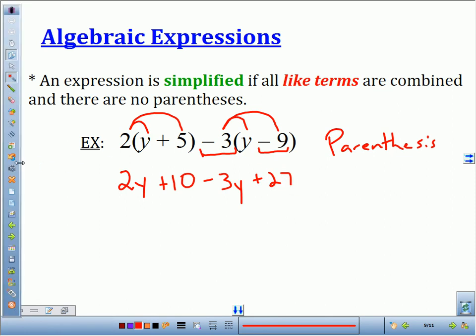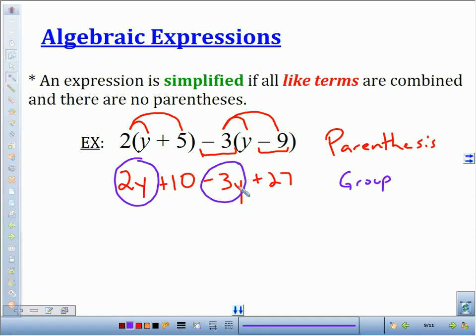Now, I might want to group these together. That's usually a good way of going about this. I have 2y and negative 3y. I have 10, and 27. Now notice that I've put circles around the y's and squares around the constant terms. Now I do that just to keep it straight so that it's easier to do the grouping.